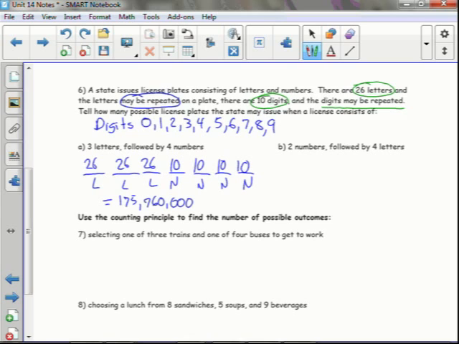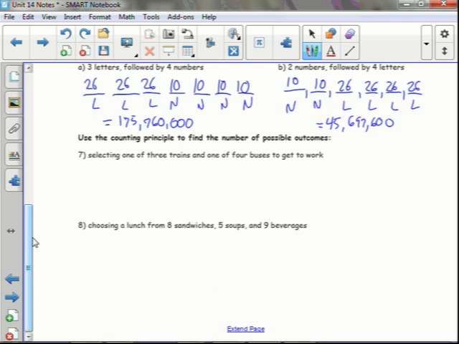Okay, for a while. 2 numbers followed by 4 letters. So we have number, number, letter, letter, letter, letter. So it would be 10, 10, 26, 26, 26, 26. When you multiply those together, you come out with 45,697,600 possible options. Okay, hopefully you're seeing how the counting principle works.